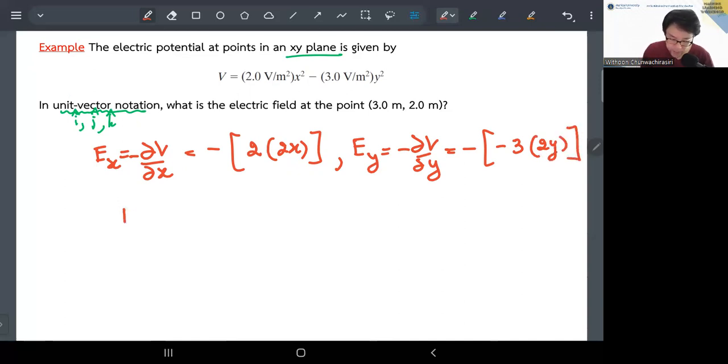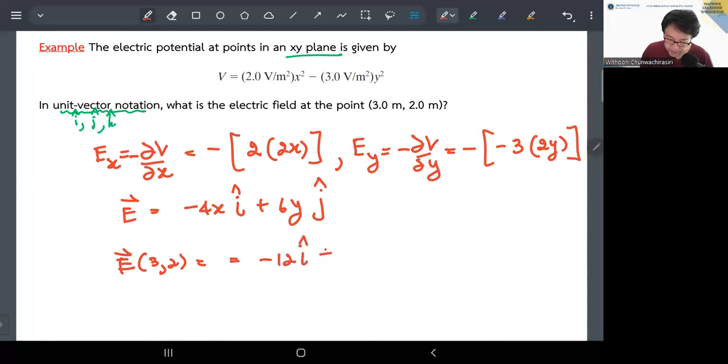So if I want to put it in the unit vector notation, it will look like negative 4x i plus 6y j. And now you want to evaluate this vector at (3, 2). Just plug in the values. You get negative 12 i plus 12 j. And if you want, you can find the magnitude of this one, which is going to be 12 root 2. And you are done.